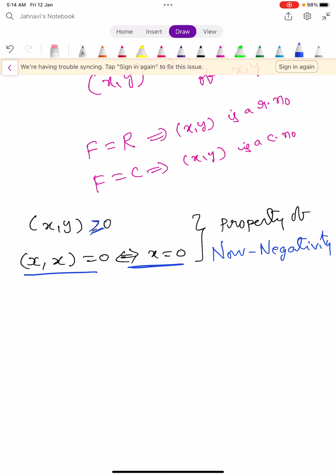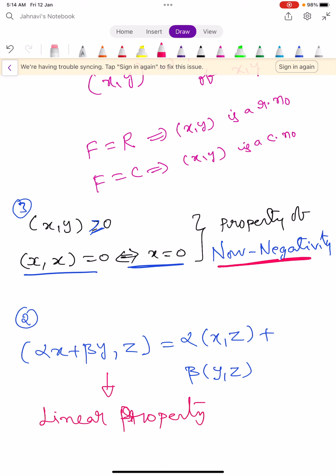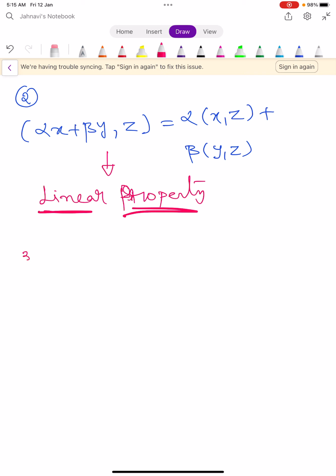Let us see property number 2. Property number 2 is the inner product of alpha x plus beta y comma z is equal to alpha times the inner product of x comma z plus beta times the inner product of y comma z. This property is known as the linear property. The third one is the property of non-negativity and the second one is the linear property.